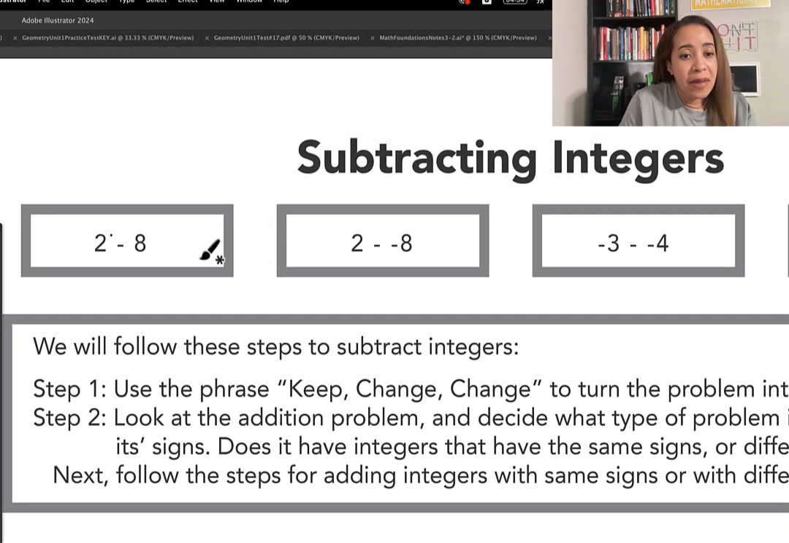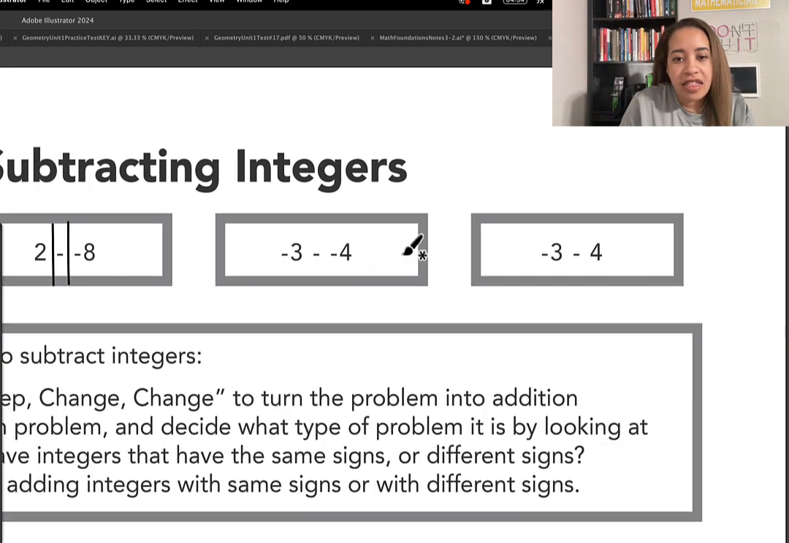So every problem has three parts. We'll see an integer at the beginning, we'll see a sign in the middle, and then we'll see another integer. So today, all of the signs in the middle will be subtraction signs. Our first problem says 2 minus 8. Our second problem says 2 minus negative 8. This problem is showing us negative 3 minus negative 4. And finally, this problem is showing us negative 3 minus 4.